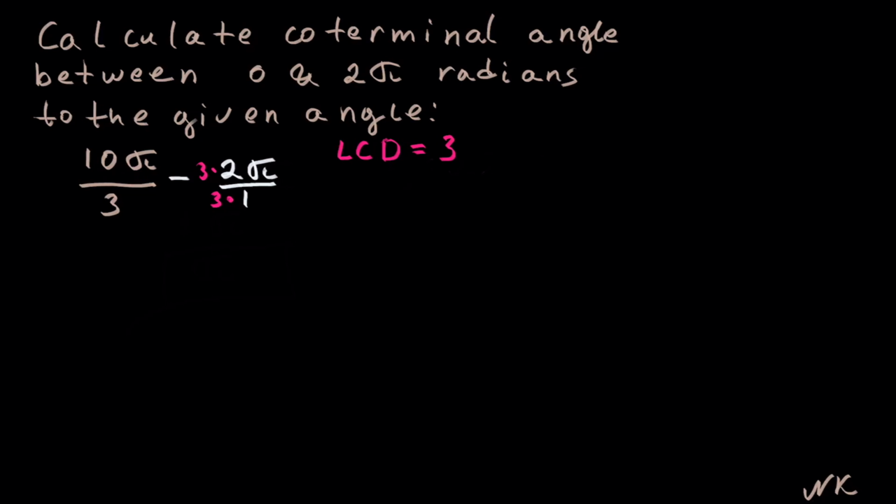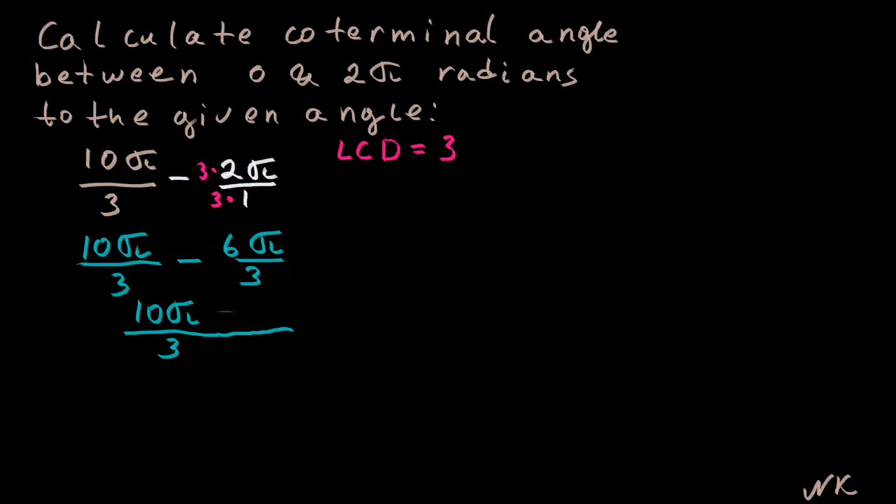The first fraction will remain the same. We have 10 pi out of 3. The second one will be minus 3 times 2, 6 pi out of 3 times 1, 3. We can bring everything under the common denominator, so out of 3. The first fraction had 10 pi, and the second fraction had minus 6 pi.